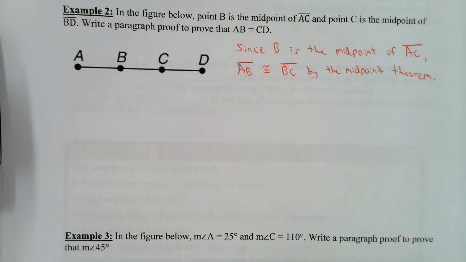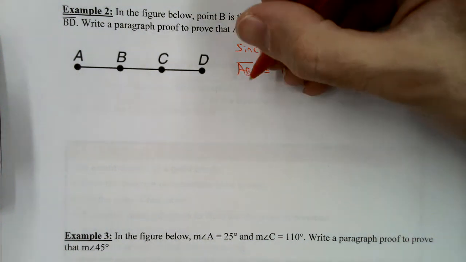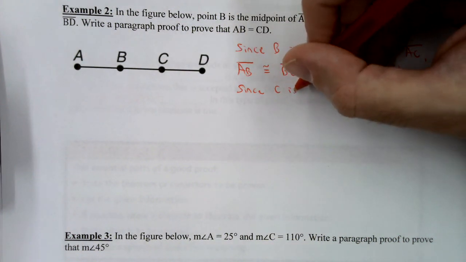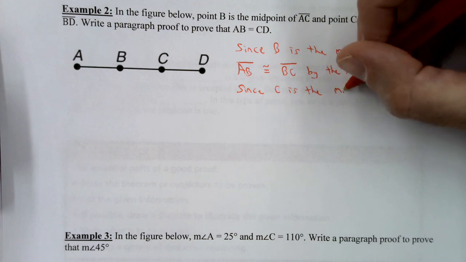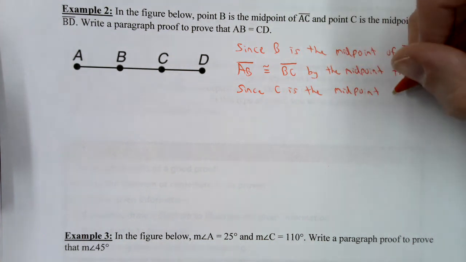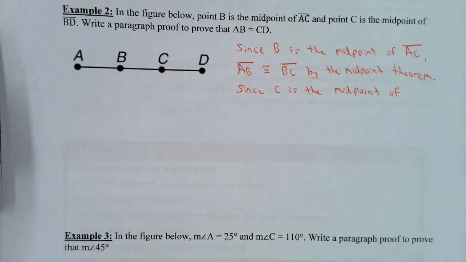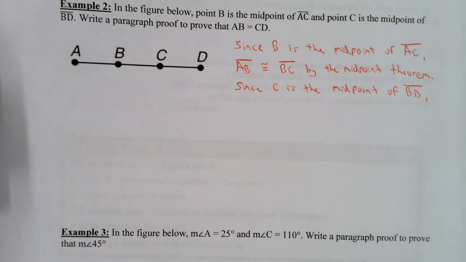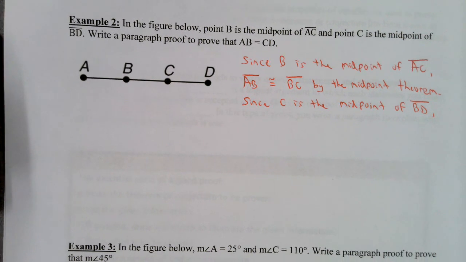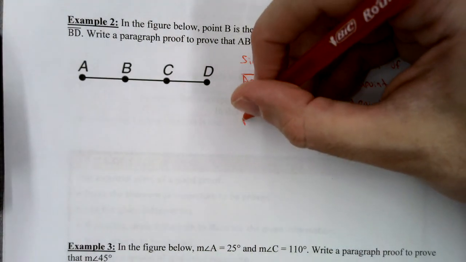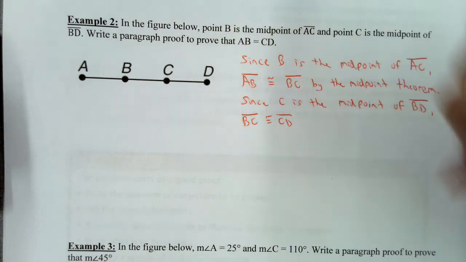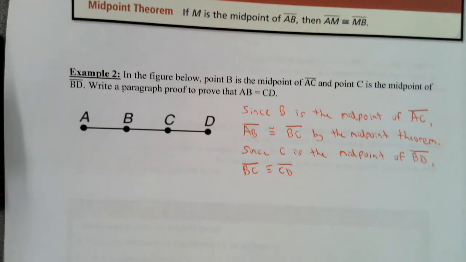And we have point C is the midpoint of BD. So I'm going to say since C is the midpoint of segment BD, I can say that BC is congruent to CD. Again, that's by the midpoint theorem above.